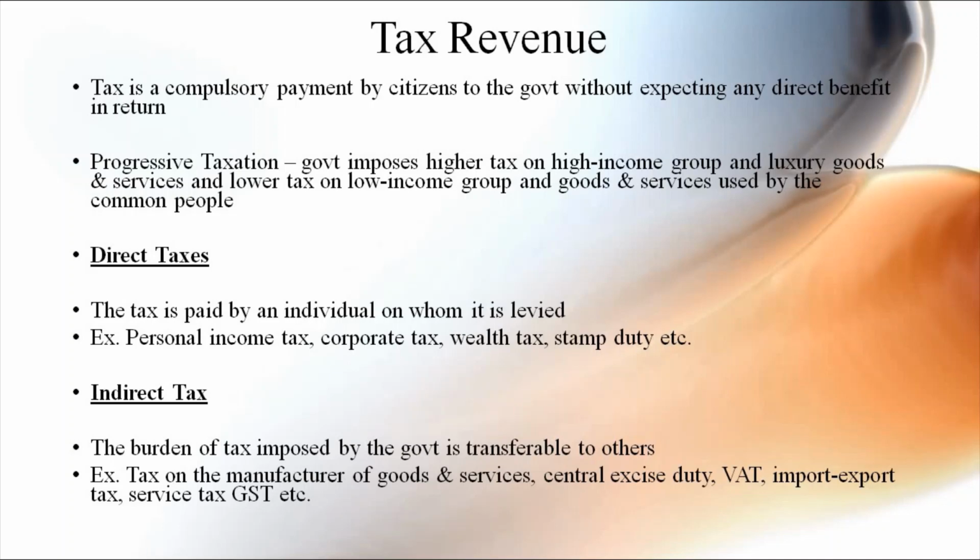Indirect tax is not like that. How is indirect tax? The burden of tax imposed by the government is transferable to others. If the government imposes tax on a company or a person, he can transfer that to another; he can shift it to others. Let us see an example, you can understand easily. Tax on the manufacturer: a manufacturer will manufacture a good or services. For example, one soap company.